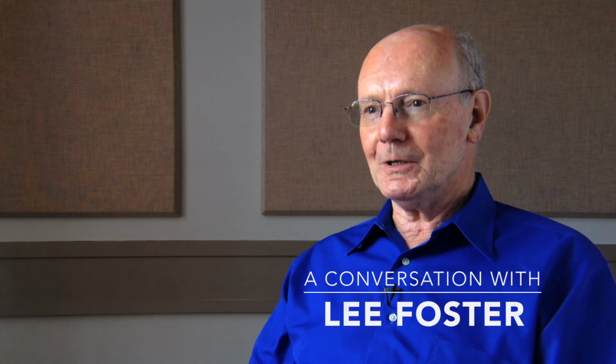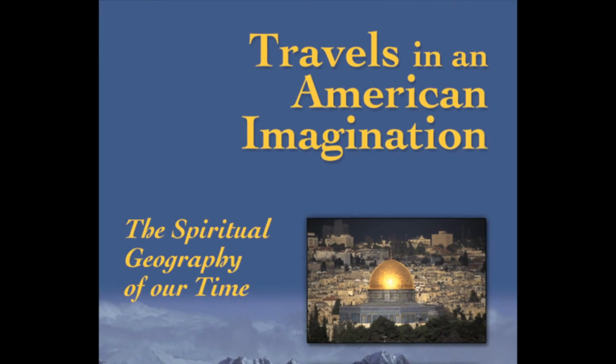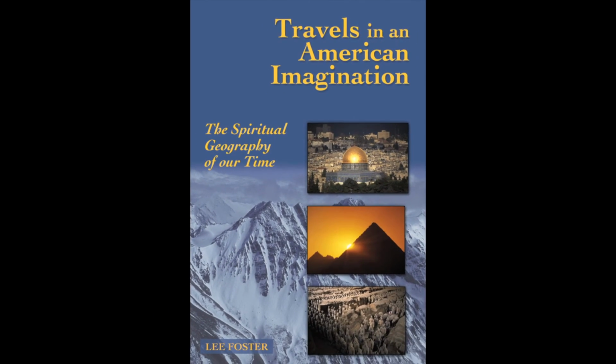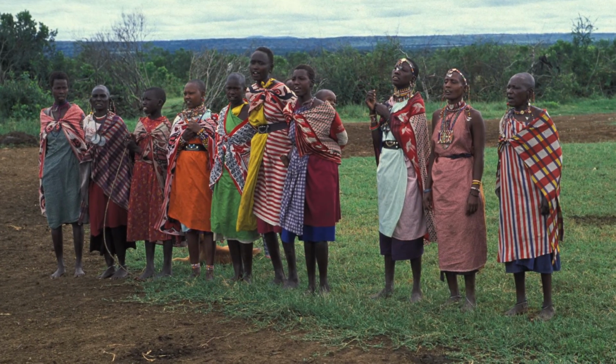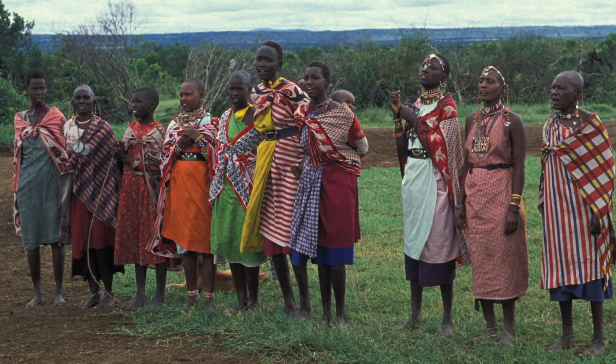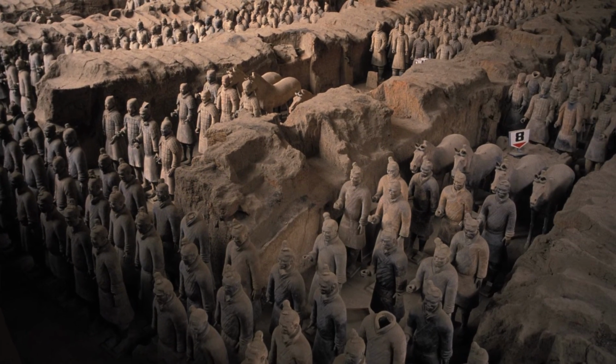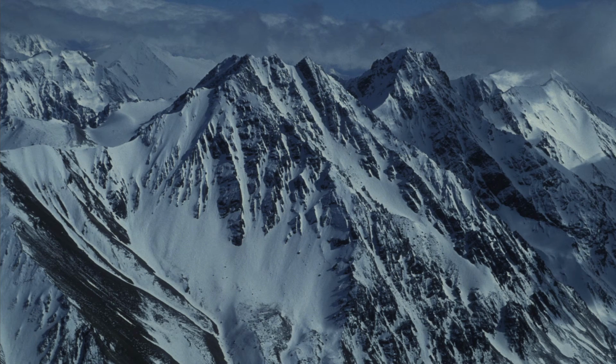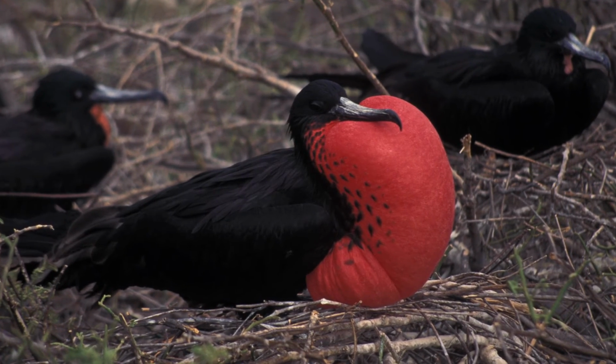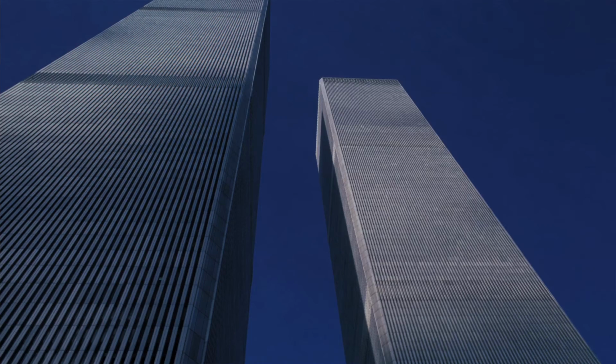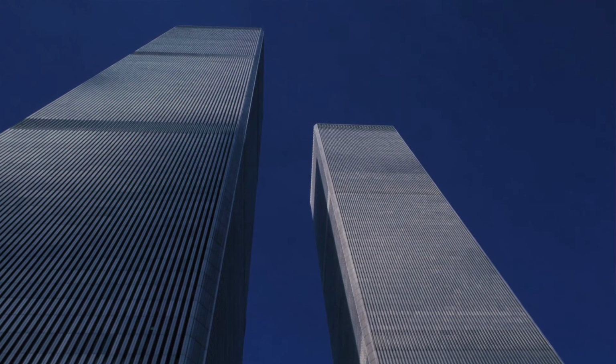So here we go. What is this book about? Well, this book travels in an American imagination. The spiritual geography of our time is really about every man, because the media that everyone sees every day is about the whole world. That world comes into our world, and I've used 25 places in the world as jumping off points to talk about what is wondrous and what is horrific about life in our time, and I provide one photo from each location.